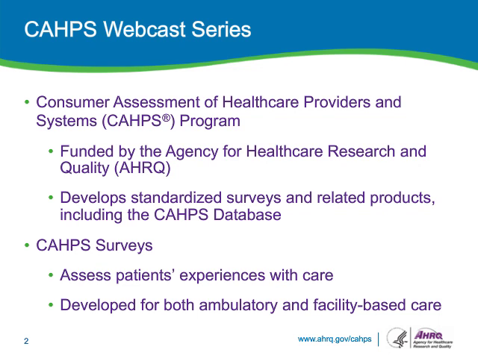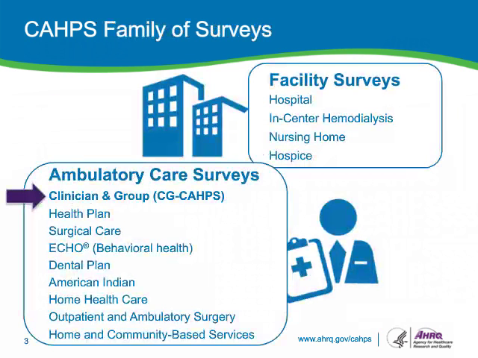CAHPS surveys have been developed for use in multiple healthcare settings. As shown here, the CAHPS family of surveys includes HCAHPS for hospitals, as well as CAHPS for dialysis centers, nursing homes, and hospice. The suite of ambulatory care surveys has expanded to include not only the health plan survey, which is where it all began in 1995, but now CAHPS surveys for surgical care, behavioral health, home health, and most relevant to our webcast today, for medical groups, practice sites, and individual clinicians, the CAHPS Clinician and Group Survey, or CG-CAHPS.